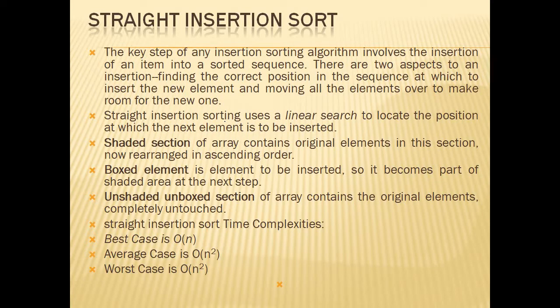Here we have three sections: the shaded section, the boxed element, and the unshaded unboxed section. The shaded section contains the original elements, now rearranged in ascending order. The boxed element is the element that was inserted recently, and it becomes part of the shaded area at the next step. The unshaded unboxed section contains the original elements, arranged randomly.